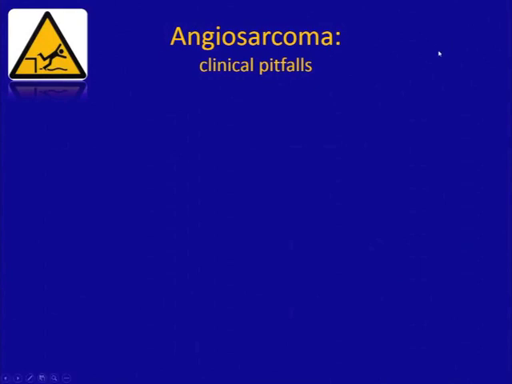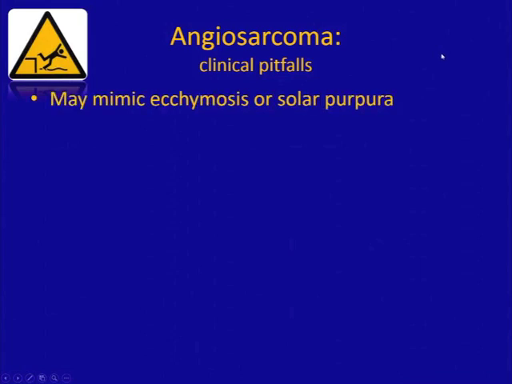Clinically, there are a variety of pitfalls that we need to know about with angiosarcoma. It can look a lot like a bruise or solar purpura because elderly sun-damaged people tend to get bruised patches on their skin. So if you see an area that looks like a bruise or solar purpura that's not going away, or that's ulcerating, or that's getting thicker, you should consider doing a biopsy to make sure it's not angiosarcoma.